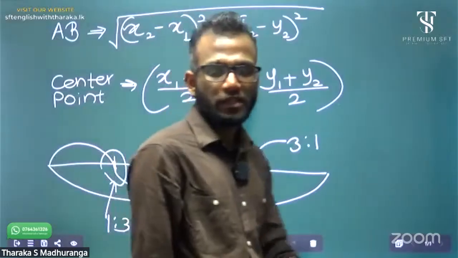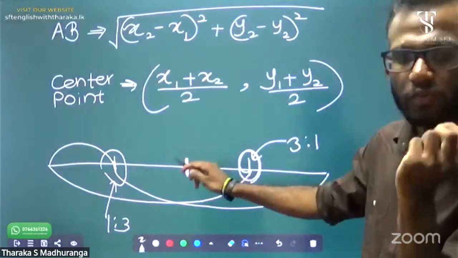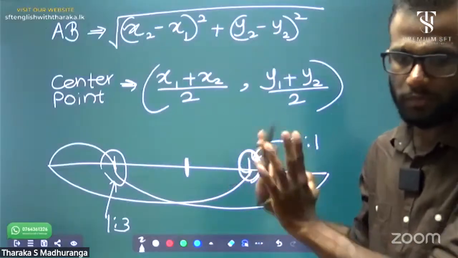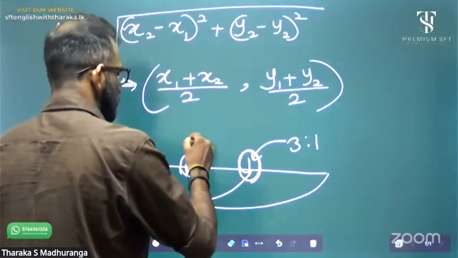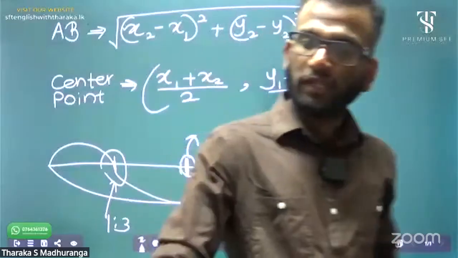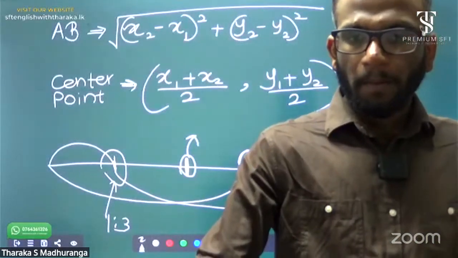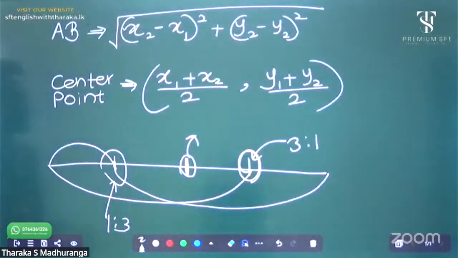Please understand the difference. What is the ratio value of the midpoint? It is 2 to 2, or a 1 to 1 ratio point, but we call it the midpoint or center point. Okay, that's last week's lesson. Do you have any doubt in last week's part?